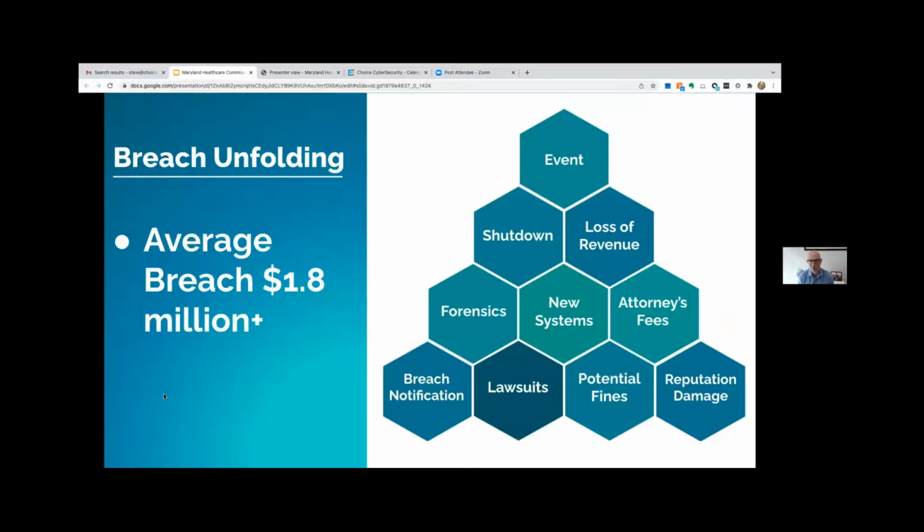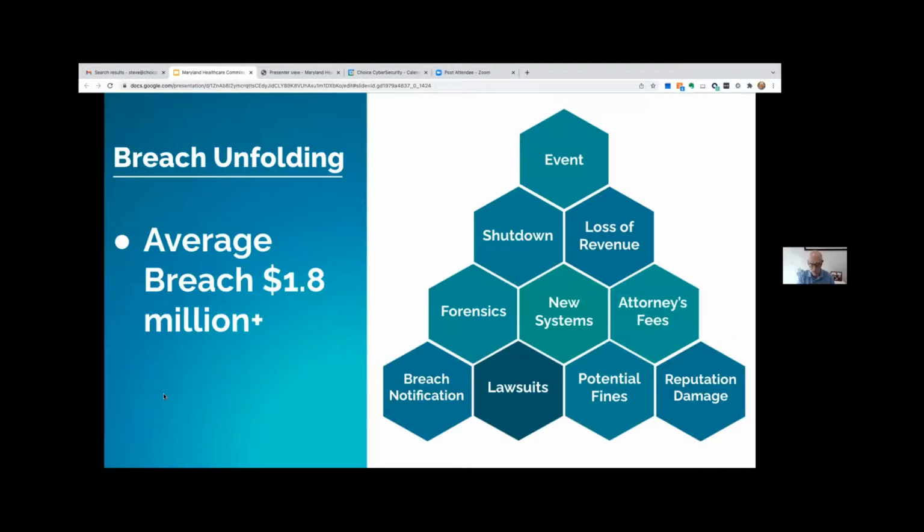And even a small practice that I've worked with, like 25 employees, in practice for 10 or 15 years, could have 3,000 to 5,000 patient records. So breach notification and being able to have the monitoring of credit for a year can be anywhere from several $100s to $1,000 per record per year. So these numbers start going into hundreds or millions of dollars.